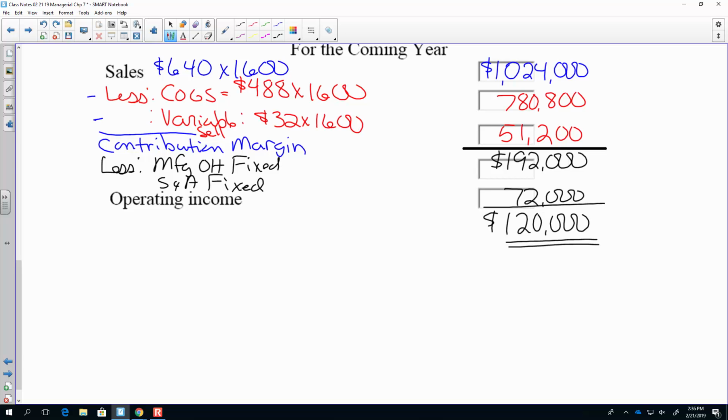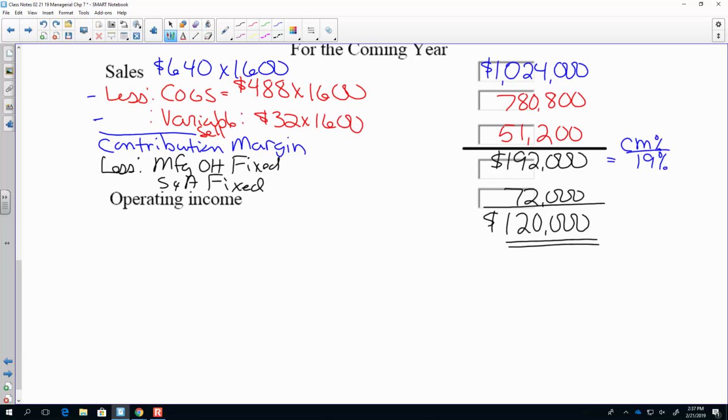Okay, so that's the layout of a margin statement. And obviously, to get the margin percent, right, I have the 192 here. If I wanted the margin percent, I could put 192 divided by 1,024,000 and tell you I came up to round it 19%.